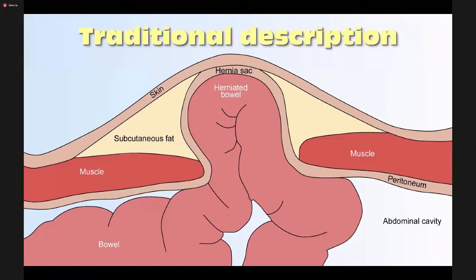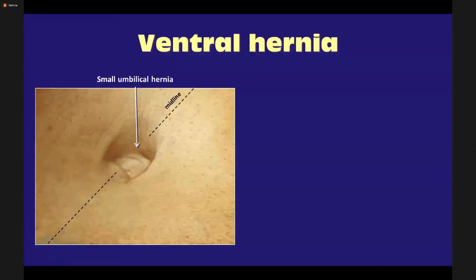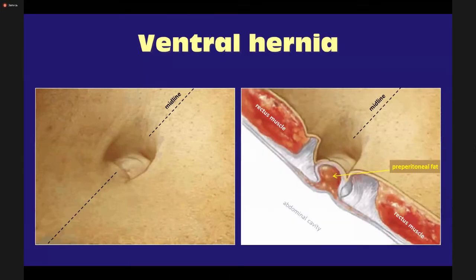A traditional description of hernia is that you have a defect in the abdominal wall, and a peritoneum comes through and herniates and forms a hernia sac with bowel. But that's not really the case in ventral primary hernias. As an example, I show this small umbilical hernia cut horizontally. You will see here that this contains preperitoneal fat. And also, there is preperitoneal fat on the sides.